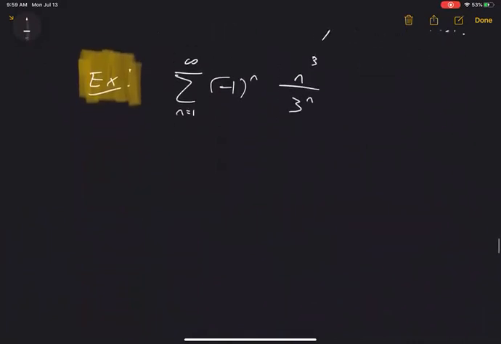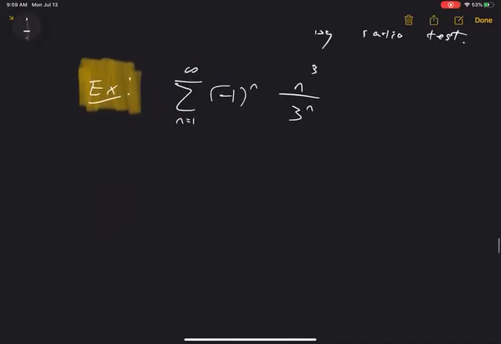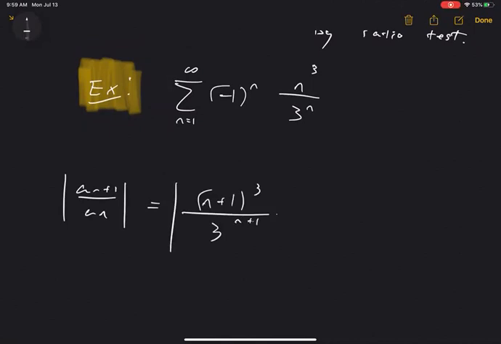Let's see another example. I would try this on your own first. I believe this is directly from the textbook as well. Okay. I'll do an abbreviated version real quick. An plus 1 over an. What would that be? That'd be n plus 1 cubed over 3 to the n plus 1. Oh, and we've got negative terms here. I've got the -1 power n plus 1.